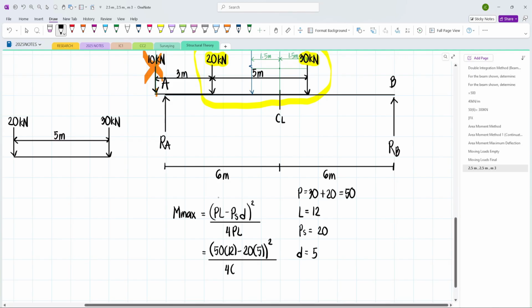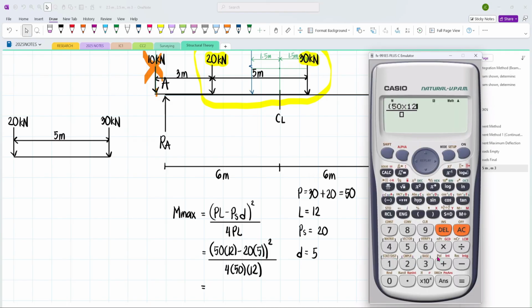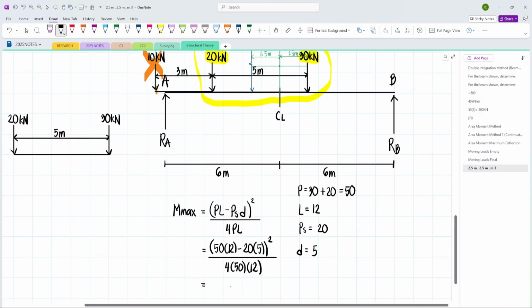So, 4 times 50 times 12. Ayan. Equals 50 times 12 minus 20 times 5 squared, then over 4 times 50 times 12. Ayan. We would get 104.17 kilonewton meter. Ayan.